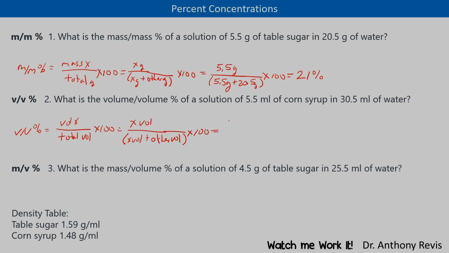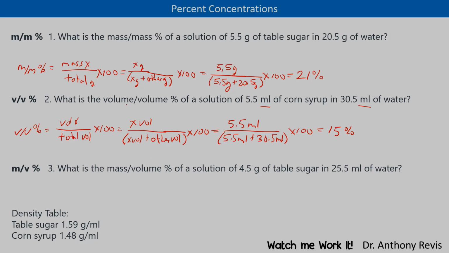Times 100, so this would be 5.5 mils. In this case, it said, what is the volume percent of a solution of 5.5 mils of corn syrup in 30.5 mils of water? So they all match, and that works out really well. So now we can bring the 5.5 mils down, plus the 30.5 mils of water. It doesn't matter whether it's water or corn syrup. What matters is it's a volume times 100, and that's going to equal 15% when you run the numbers through to 2 sig figs.